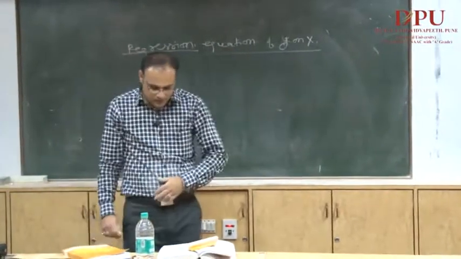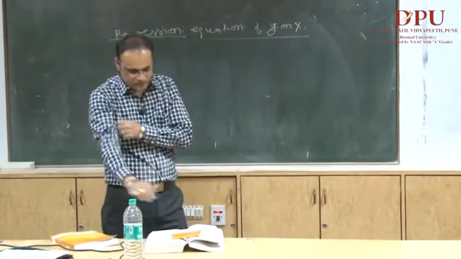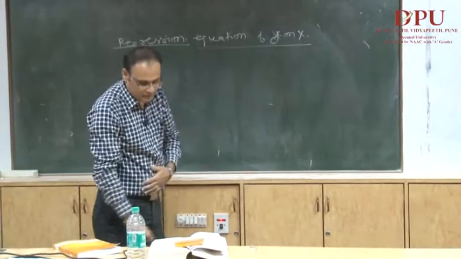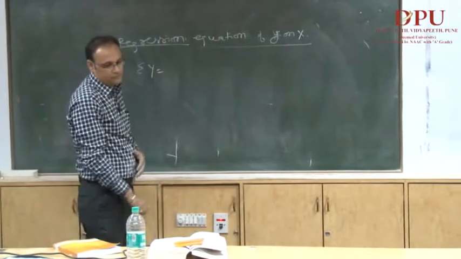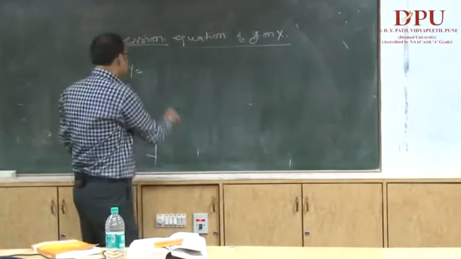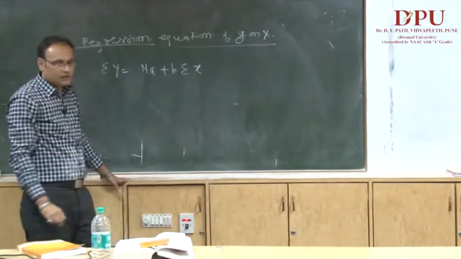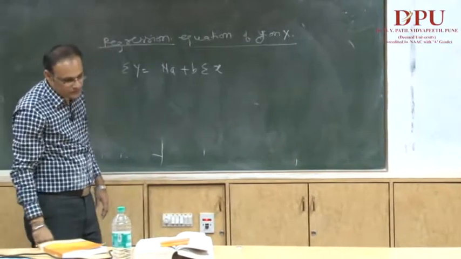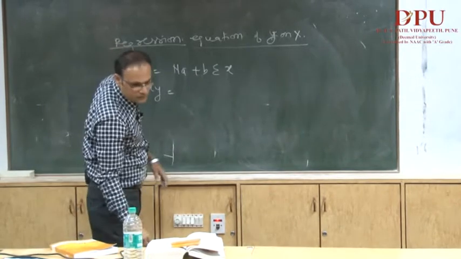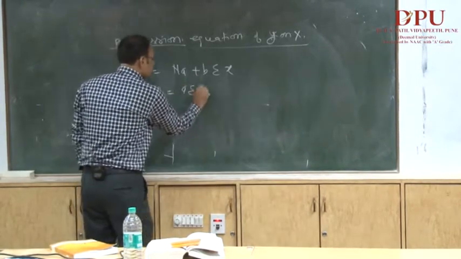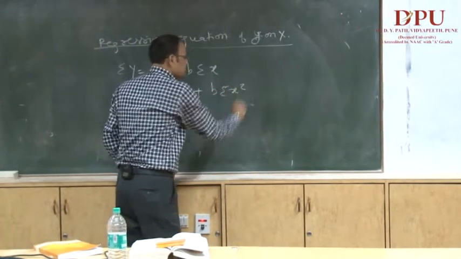Should I go directly to the formula? Otherwise there will be a problem. Okay, so first write down two things whenever you want to. These are standard. The first is summation of y equals n of a plus b of summation x. This is standard. And one more equation we have: summation of xy equals a of summation x plus b of summation x square.